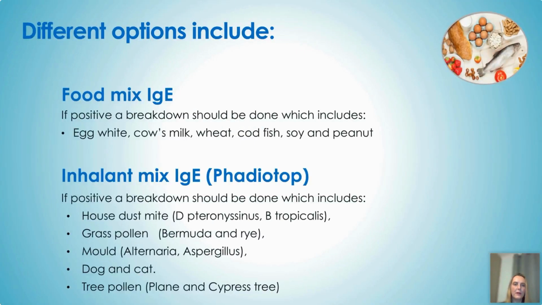So if your food mix IgE is positive, a breakdown should be done, and this then includes the egg white, cow's milk, wheat, fish, soya, and peanut. And with the inhalant mix or the Phadiatop, if it's positive, the breakdown then includes the house dust mites, which is Dermatophagoides pteronyssinus and Blomia tropicalis, and then grass pollens, the Bermuda and rye, mold, Alternaria and Aspergillus, cat and dog, and then the tree pollens have been added, the plane and cypress tree pollens. They are not currently on our panel, but we are going to implement them.